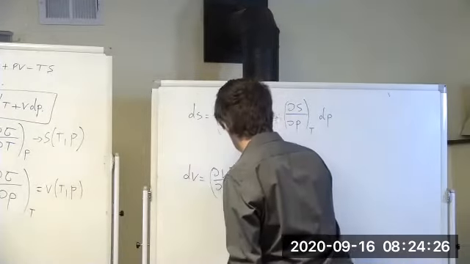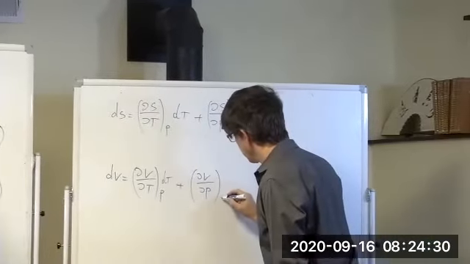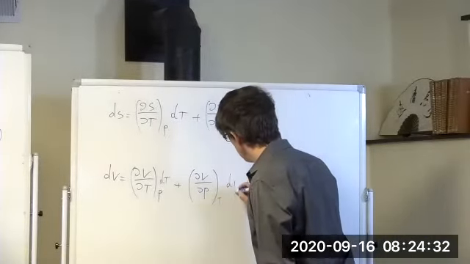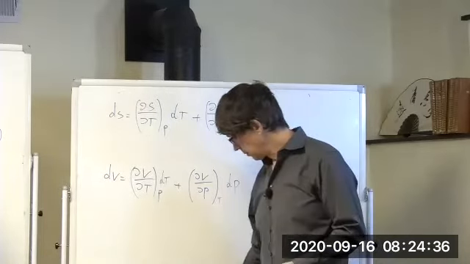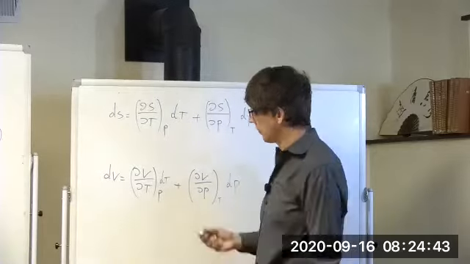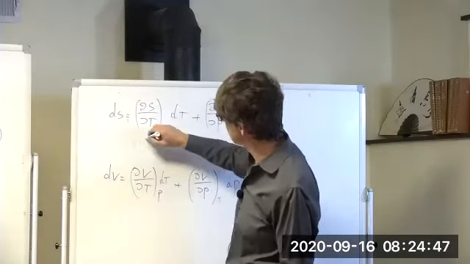Sorry, I forgot a dT here. Plus the change of volume with pressure at constant T, dP, right? So this is just math. I'm writing it out, but now you see that the properties show up. Now you see it explicitly because here we have dS/dT.